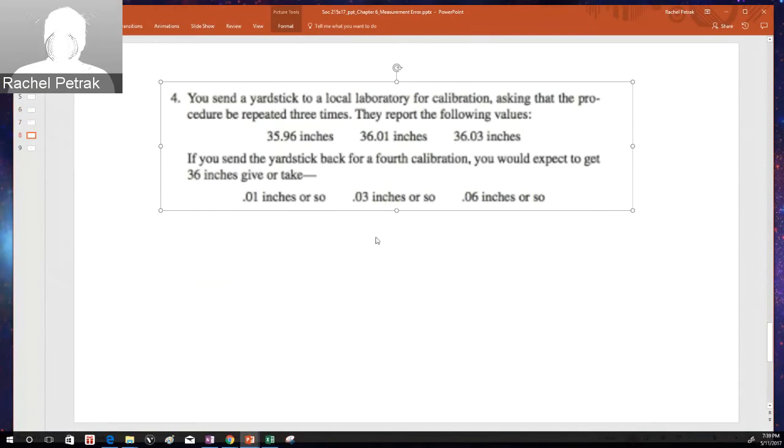Yeah, the expected error would be 0.03 inches or so. Why is that? Well, because I can see that I have an error of about 0.03 inches on one of these, an error of negative 0.04 inches here. So I would expect the error to, again, be about the same as it was before.